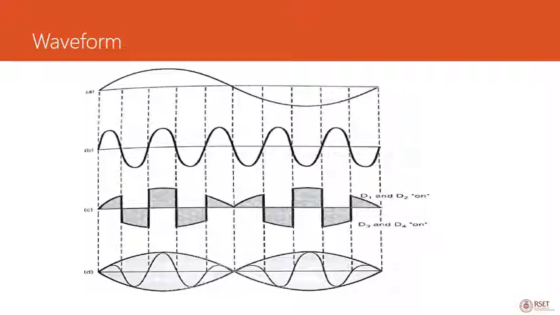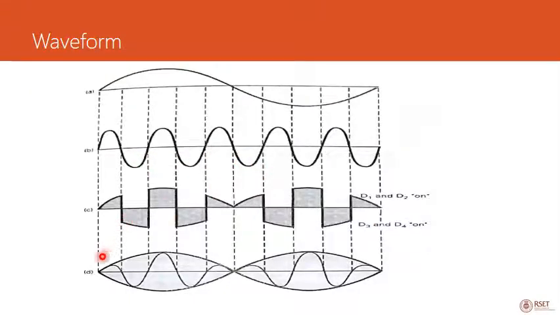So the waveform shows the input and output waveforms associated with a balanced modulator for a single frequency modulating signal. Here the A signal represents the modulating signal and the B signal represents the carrier signal. It can be seen that the diodes D1 and D2 conduct only during the positive half cycle of the carrier signal, and the diodes D3 and D4 conduct only during the negative half cycle of the carrier signal.